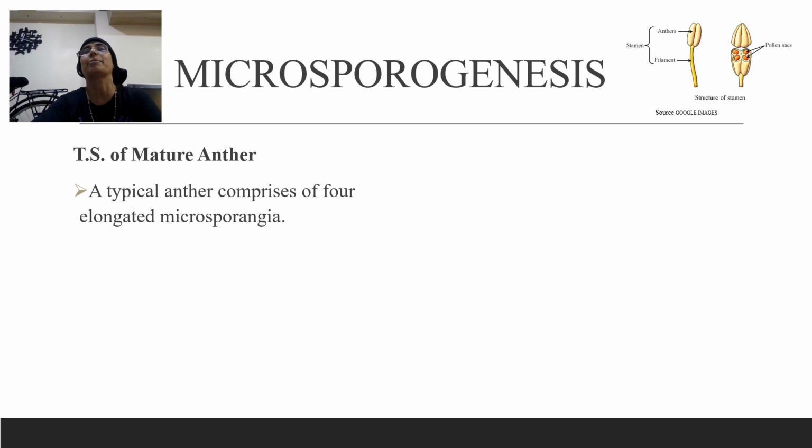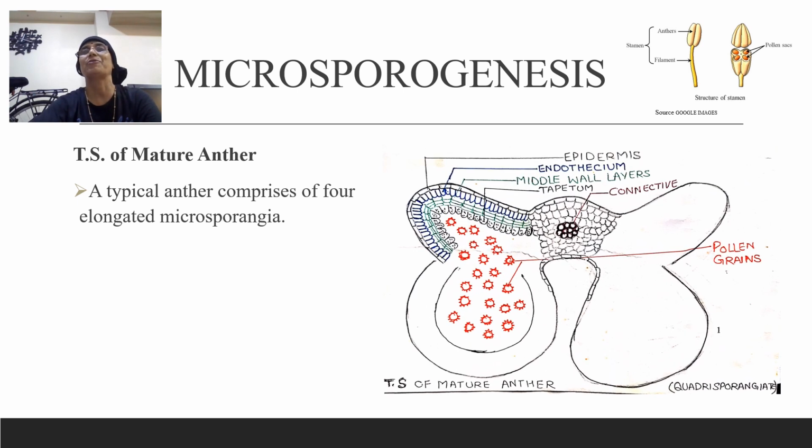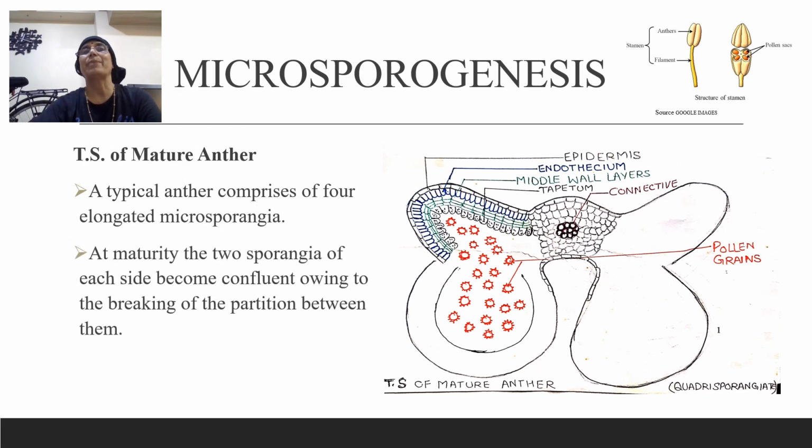A typical anther comprises of 4 elongated microsporangia. You can visualize it very much. So if you take a TS, you will get a structure like this. At maturity, the 2 sporangia of each side become confluent, they fuse, owing to the breaking of partition between them. We also call it quadrisporangiate or tetrasporangiate. Why? Because there are 4 sporangia.